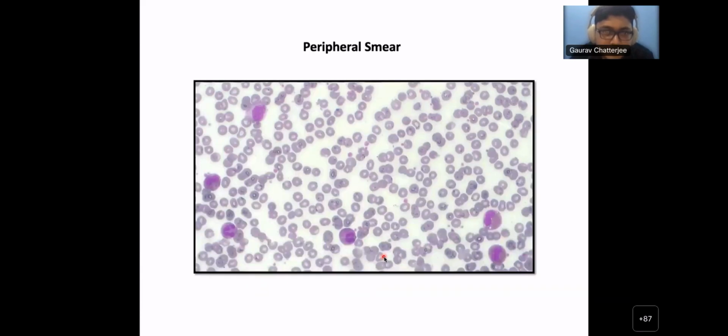So, okay, I've discussed a little bit of thought process now. So this was the peripheral smear. Actually, this is very old, so I apologize for the not very good quality of it. Can you tell me about these cells? Ayushi, what do you think these are? Like this one, and this one. These seem to be the eosinophil cells.